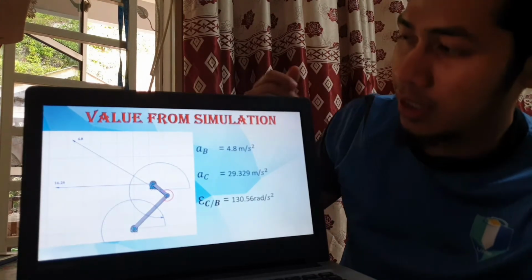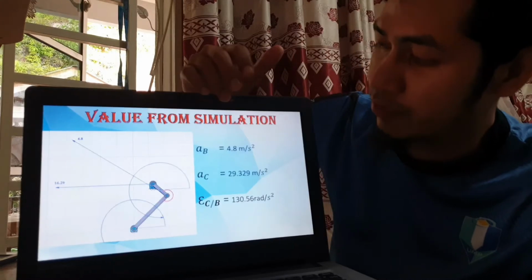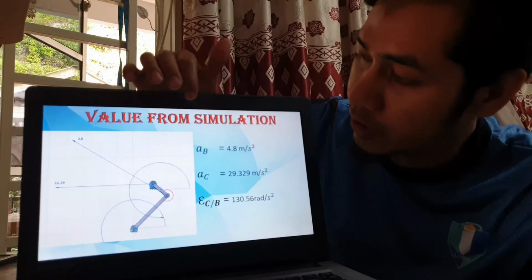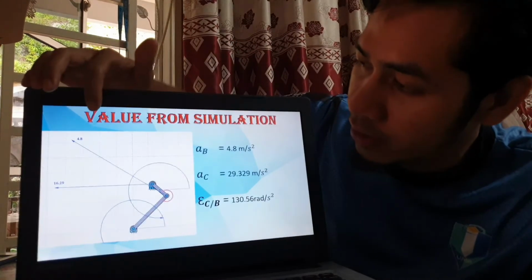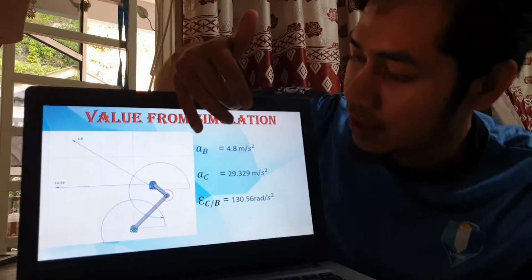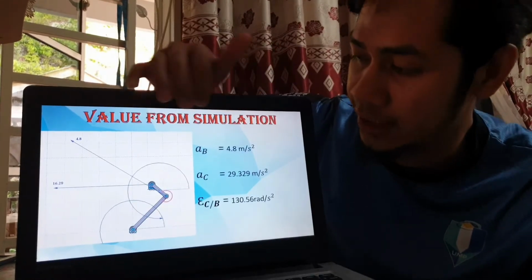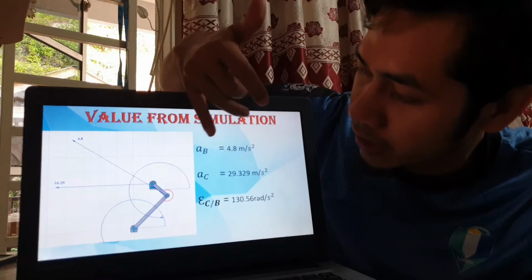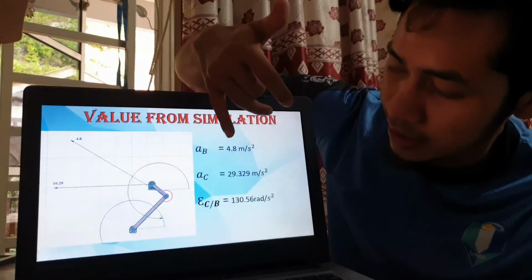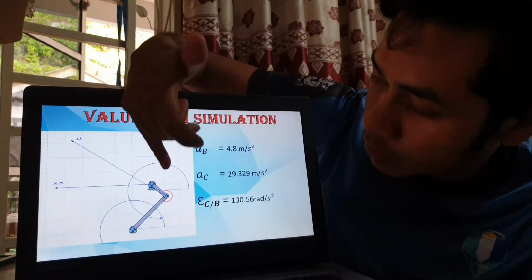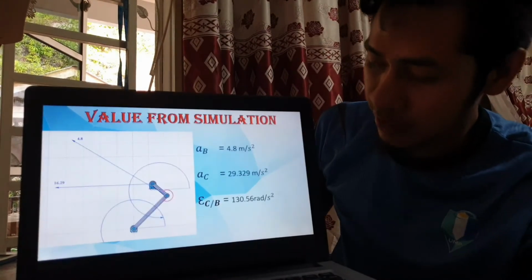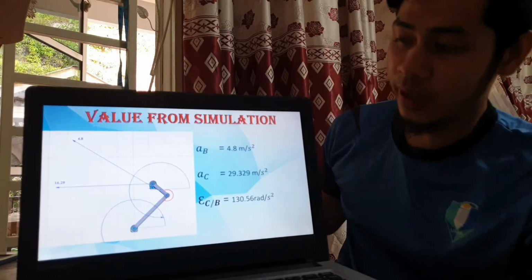This is the result that I get from the Gym simulation for the acceleration. Here we get the acceleration at point B, which is translating about the x and y axes, and we get the acceleration at point C, and the angular acceleration of element BC, which is 130.56 radians per second squared.